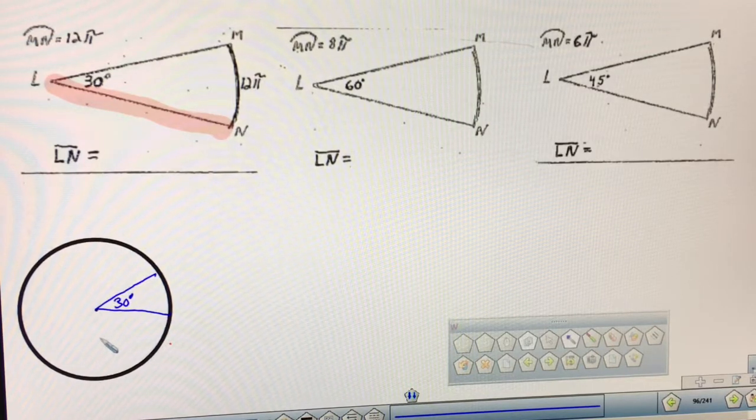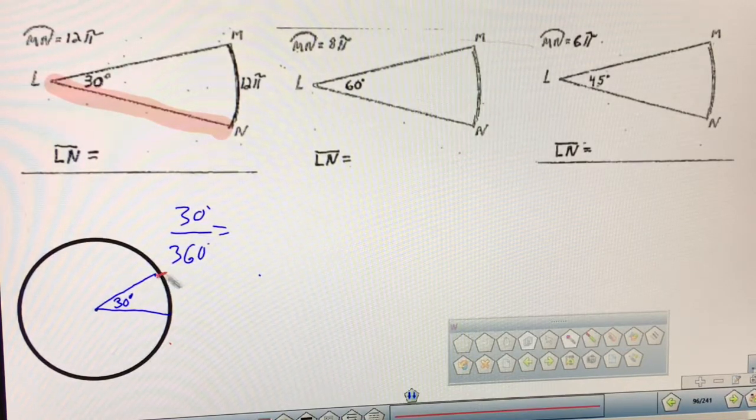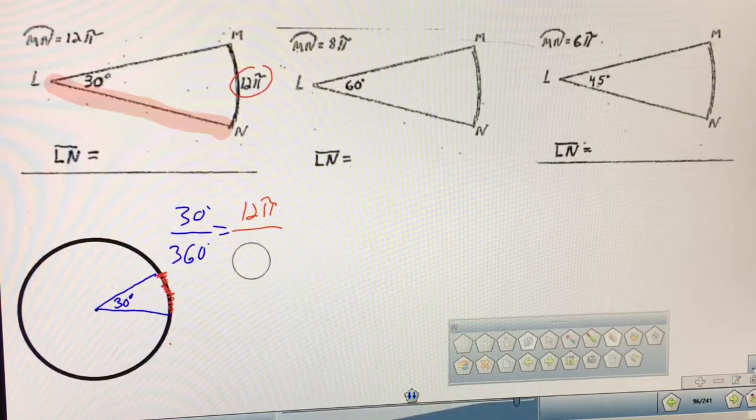How many degrees are in the entire circle? 360. So the part is going to be 30 degrees over 360 degrees total. And that's going to equal this piece of the crust over the entire circumference. So it's the small over the large: the small, 12 pi, over the large. And I don't know what that is. There's a way to figure it out.